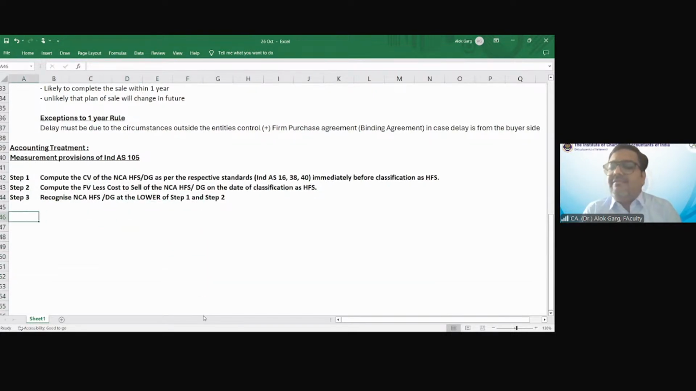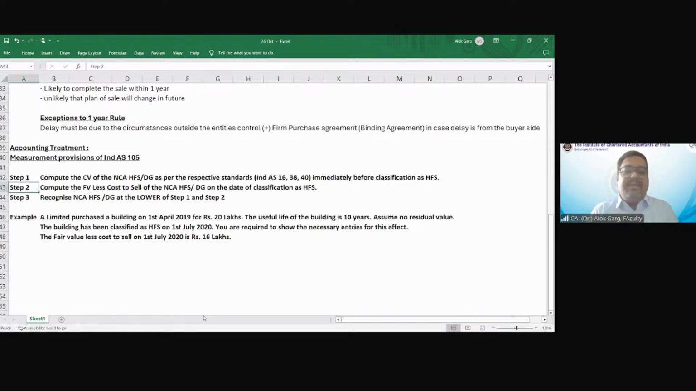Let's understand with the help of one example, then I'll again discuss these steps. Example number 1. A Limited purchased a building on 1st April 2019 for rupees 20 lakhs. The useful life of the building is 10 years. Assume no residual value. The building has been classified as held for sale on 1st July 2020.